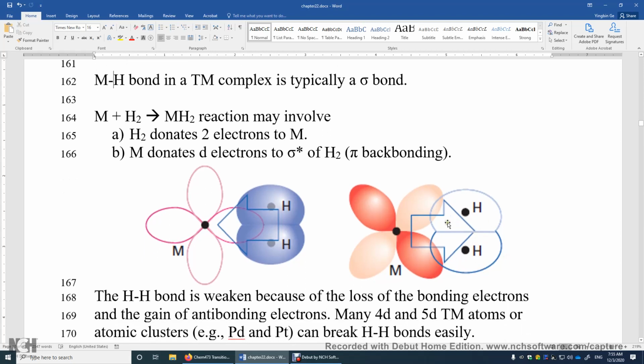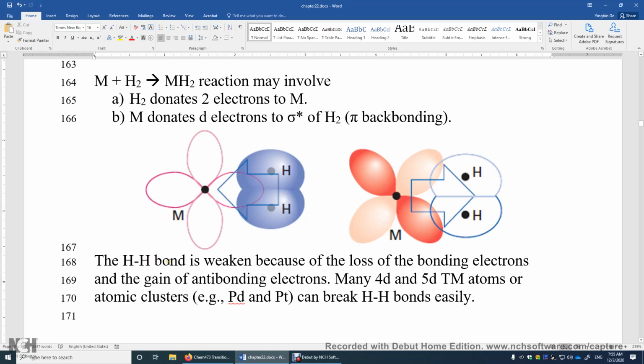And this is the so-called pi backbonding. Although this is not really a p orbital, it's not really an empty p orbital, it's an empty sigma star orbital, but it has the same symmetry as an empty p orbital.